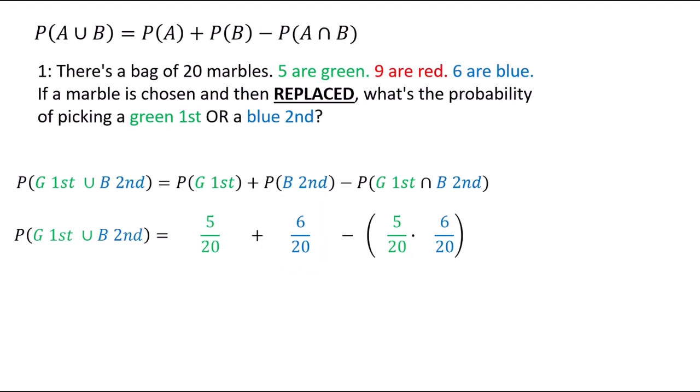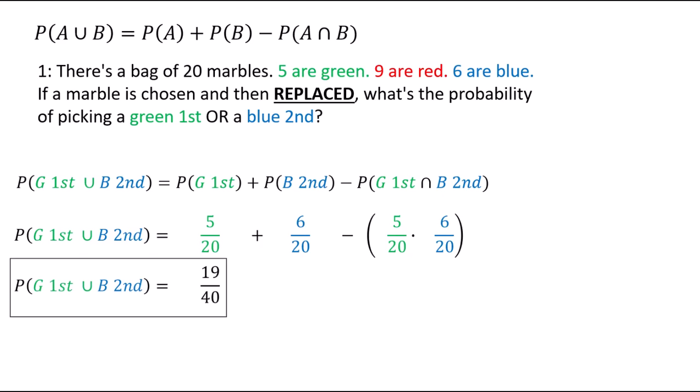And then there's a situation where we could actually pick a green marble first and we could pick a blue one second, but we don't want to count that twice, so we have to subtract the intersection of that happening. And if we put that all in the calculator, we'll get 19 out of 40. That's going to be the probability of picking a green marble first or a blue one second. Now, the focus of this one is that all denominators here for all four of these probabilities, within the formula, have a denominator of 20. That's because we are always picking out of 20 marbles total. And that's going to be different with some of the situations we cover next.